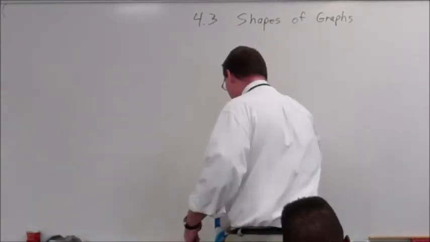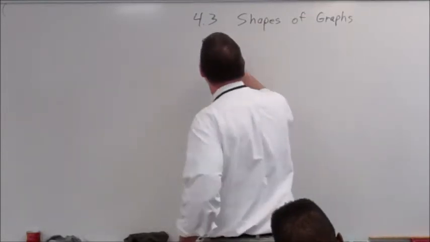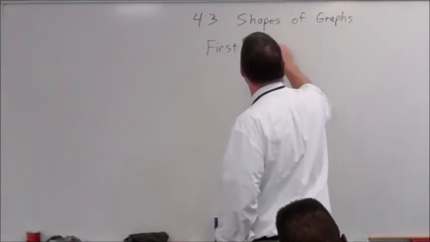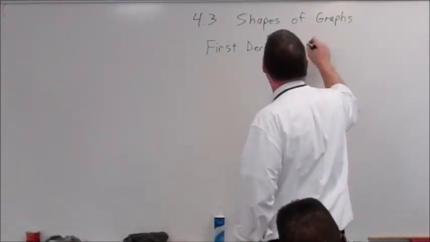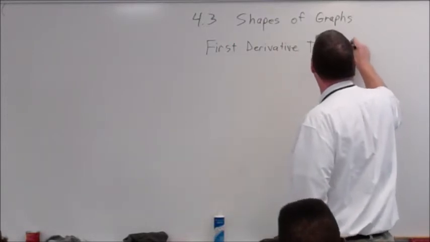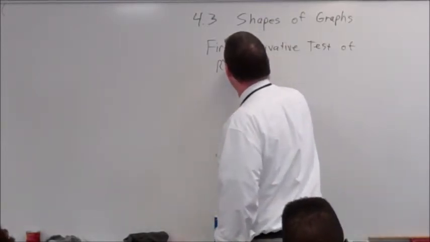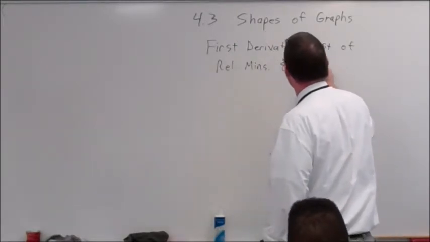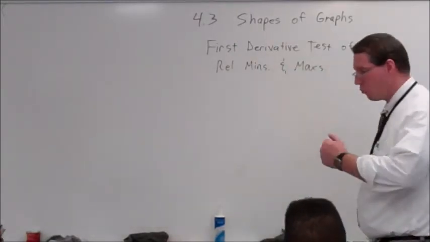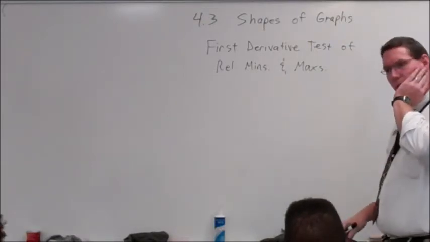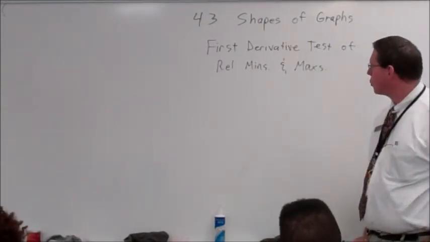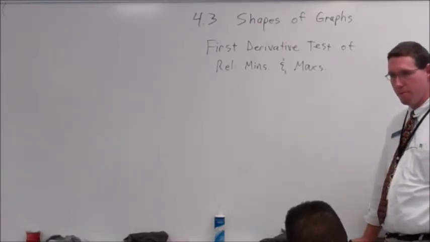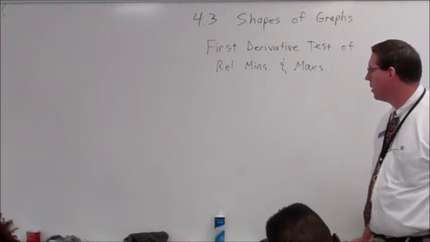Today, what we're going to talk about in terms of shapes of graphs is called the first derivative test of relative minimums and maximums. This is it. We can do this whole thing in about 12 minutes. The first derivative test of relative minimums and relative maximums. Okay? So here's what I'm going to do.